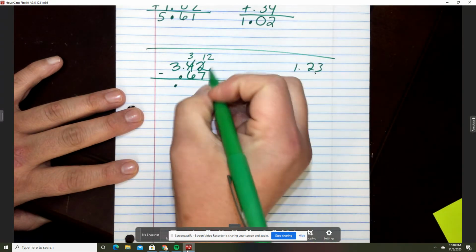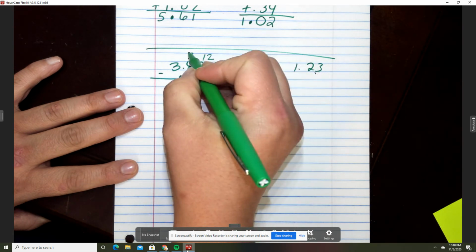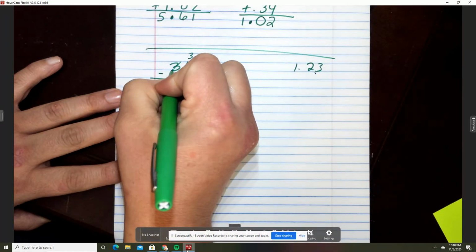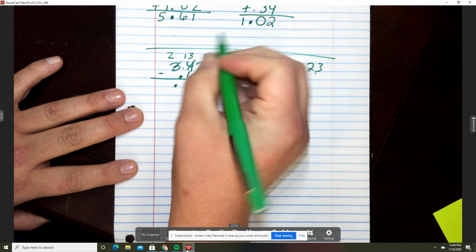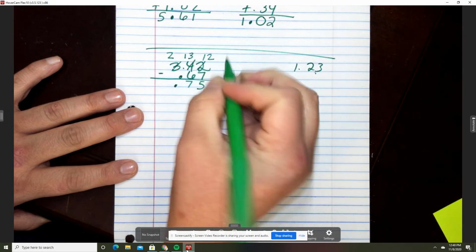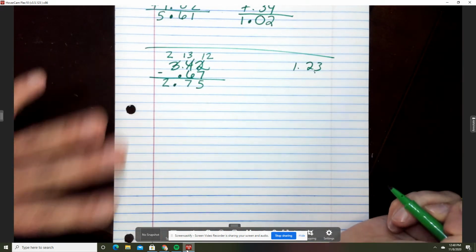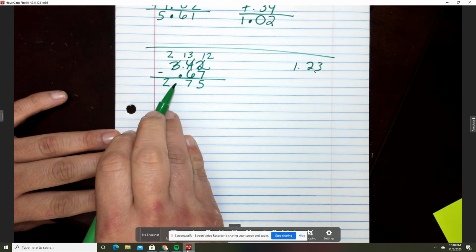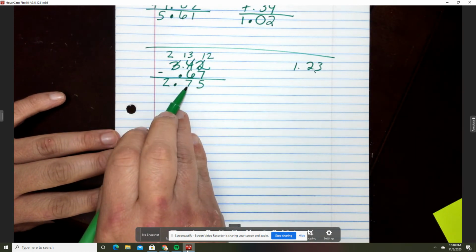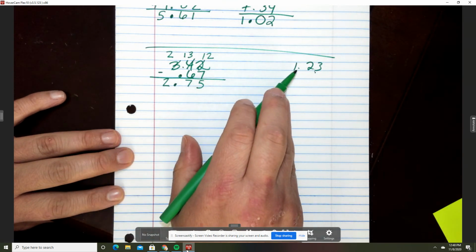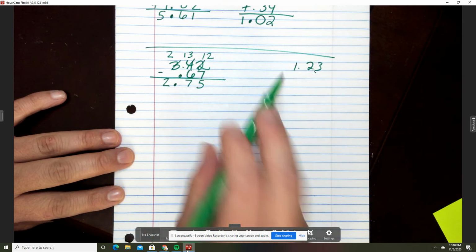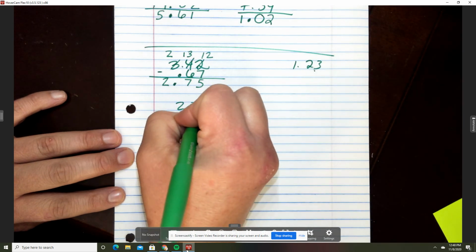12 minus 7 is 5. 3 minus 6, I can't do, so I'm going to borrow. That becomes a 13. 13 minus 6 is 7. And then 2. All right, so after the rain evaporated, we have 2 and 75 hundredths of an inch. Now we need to add the 1 and 23 hundredths of an inch.